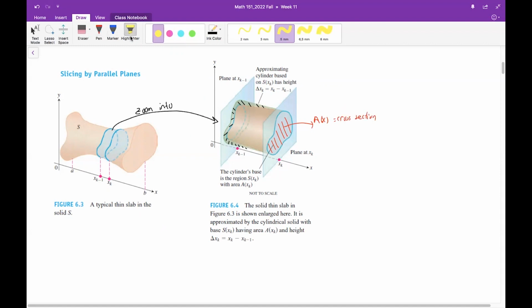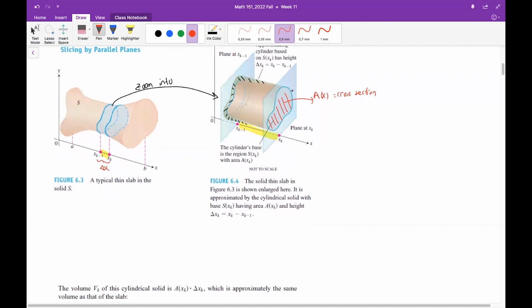And we are interested in this interval between the points xk minus 1 and xk, and it is here in this picture. Since we are zoomed in, it looks bigger, and we will be calling this delta x. And now please consider the volume of this cylindrical slab. Okay, so how can you compute the volume of this cylindrical object? Let's call this volume Vk.